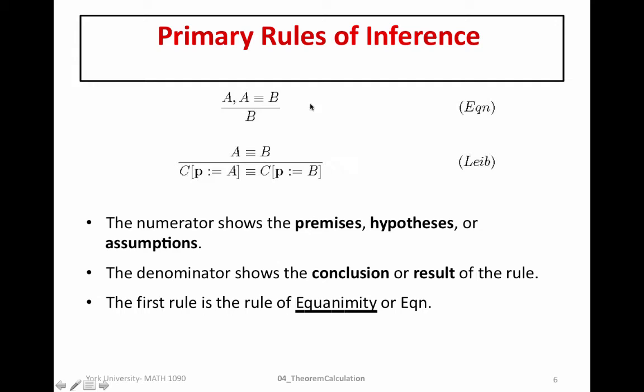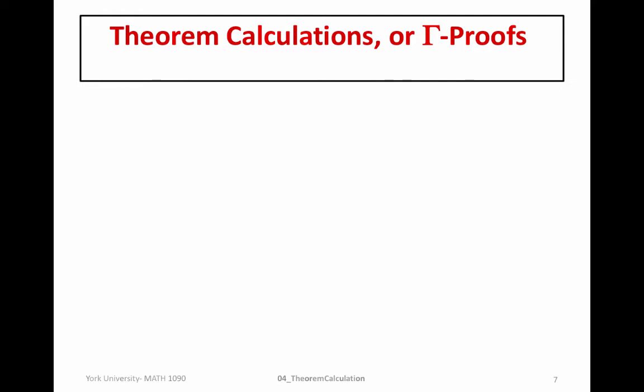As I mentioned before, this first rule is called the rule of equanimity, and we'll denote it by EQN. And the second rule is called the Leibniz rule, and we'll denote it by LEIB. Okay, so this brings us finally to be able to define what a theorem calculation or a proof is. So we're going to define theorem calculations or gamma proofs.